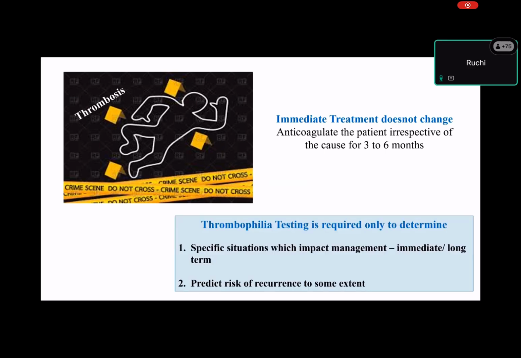So thrombophilia testing is basically required in specific situations which will impact management, which will help us to decide कि drug हमें ये नहीं ये देना है, or it will help us to predict risk of recurrence to some extent. For example, अगर अभी thrombosis हो ही गया है और अगर protein C deficiency patient को है भी, तो मेरा initial treatment change नहीं होने वाला, तो इस समय टेस्ट करने से कोई फायदा नहीं है.